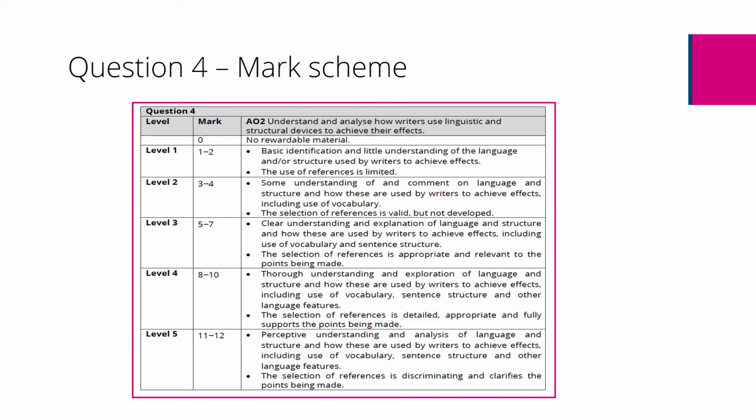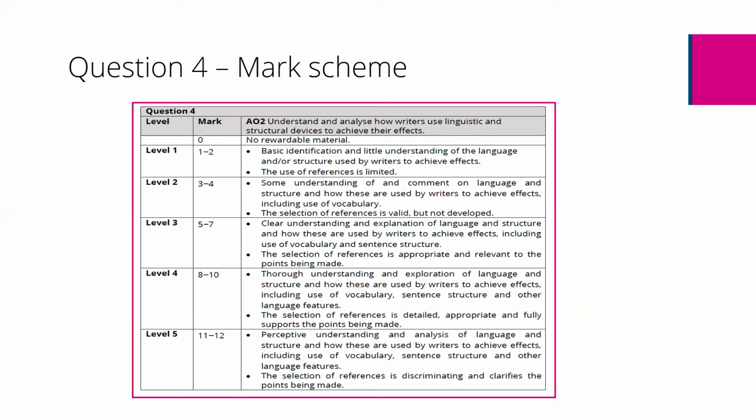Okay, so let's look at this levels-based mark scheme for this question. So just assessing AO2, and we have 2 bullet points in each of the levels. So the first bullet point is about what they're doing with the language and structure, and the second bullet point is about the references. So we can see that they move up. We're working with 5 levels. So in level 1, we're looking at the words basic and little in terms of their identification and their understanding of those language structure devices. In level 2, we're looking at some understanding and comment on the language and structure, and the quotations will be valid.